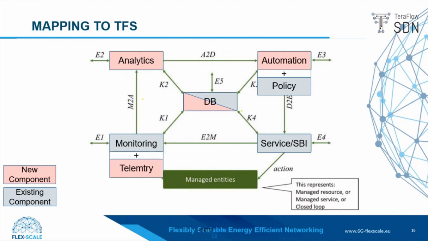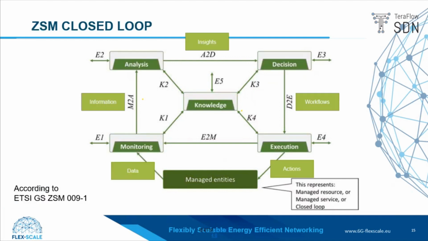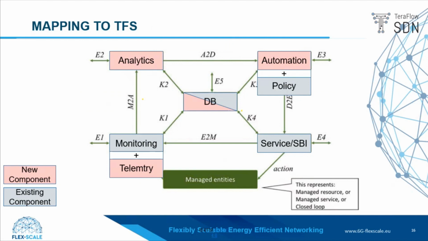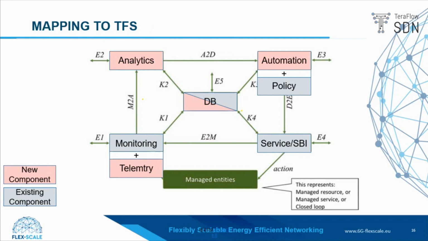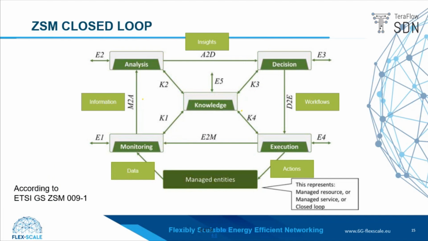And here you can see the mapping of the components that I showed you before that we are proposing in TeraFlow. Basically, we have the monitoring and telemetry. These two modules are the ones that can be mapped to the monitoring. Later, I will give you some more information about that. Then we have the analytics, which maps to the analytics in ZSM naming. Then we have the automation plus policy, which in this case is the decision model. In the proposal we are considering for extending TeraFlow, it is split into two components, automation plus policy. And finally, we have the service and southbound interface, which already existed, so it's not new. That is the execution, responsible for provisioning the service.